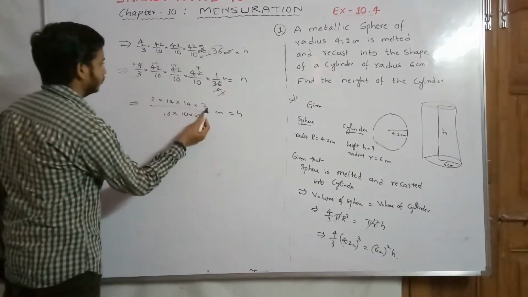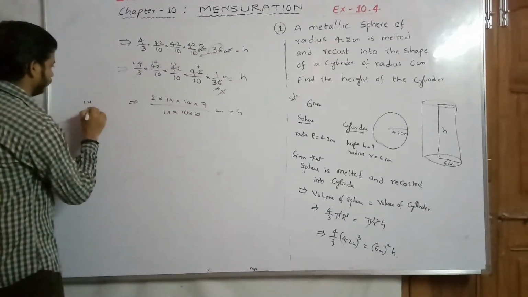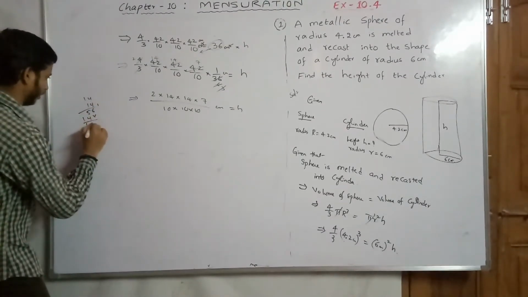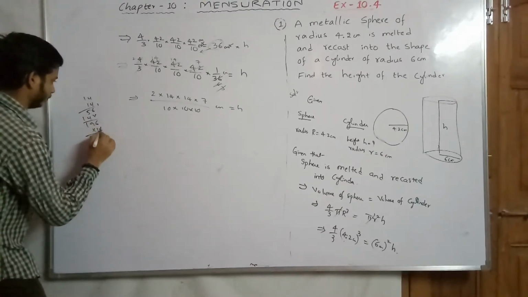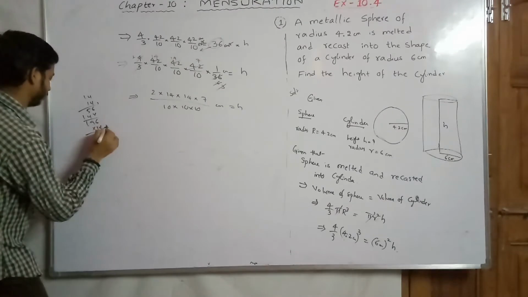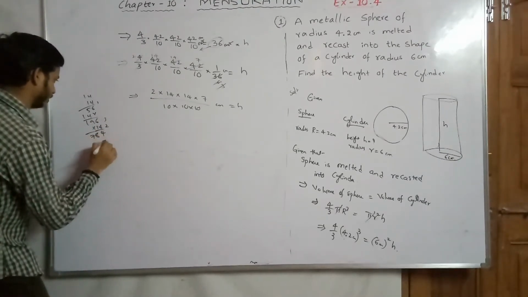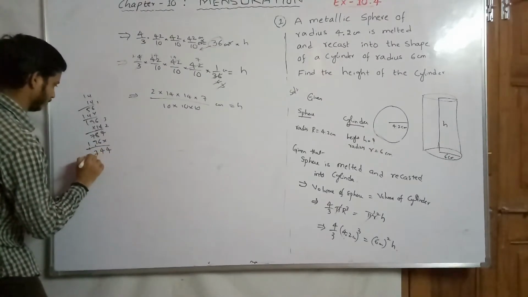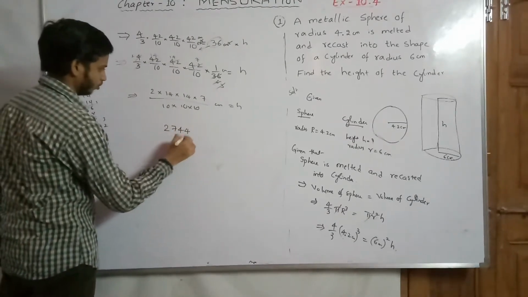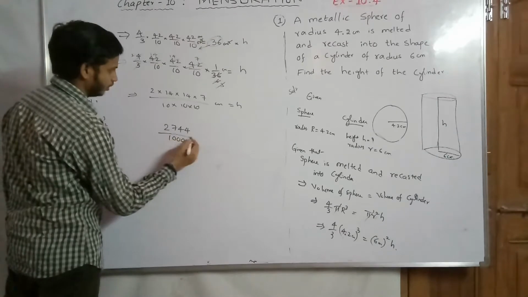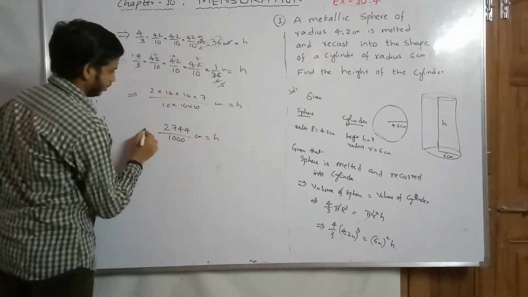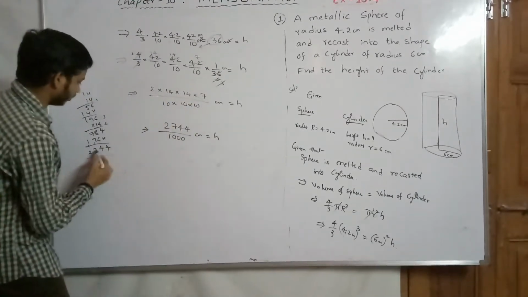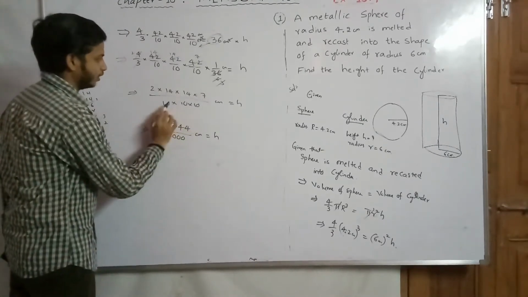So 7 twos are 14, so 14 into 14 into 14. We know 14 14 is 196, and 196 into 14 gives 2744. So 2744 by 10 into 10 into 10, and 10 times 10 times 10 is 1000.